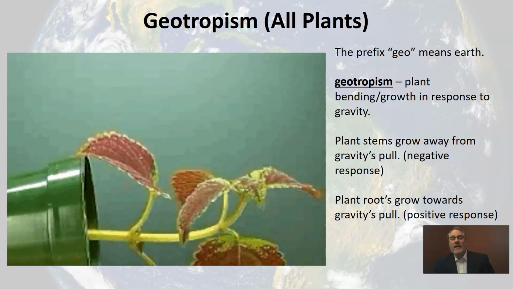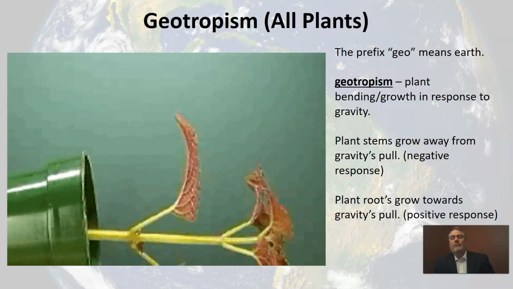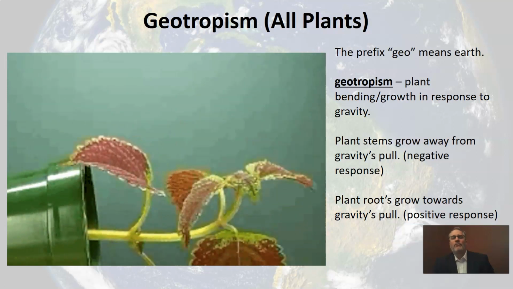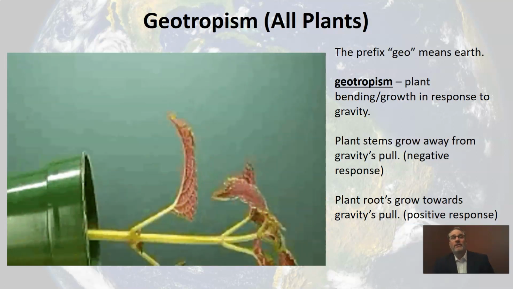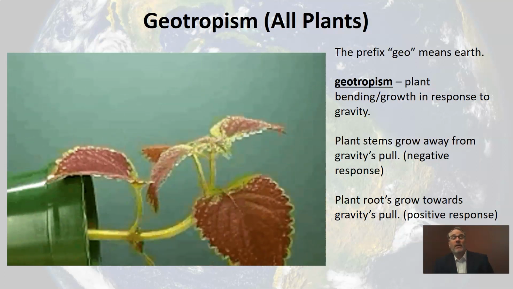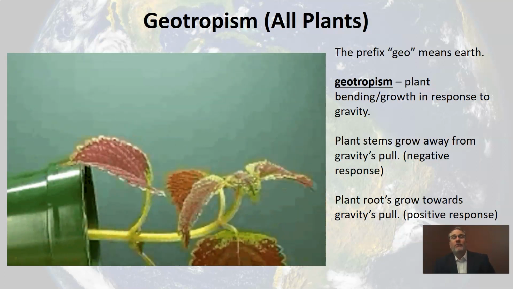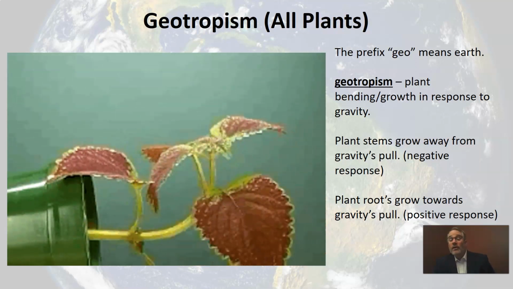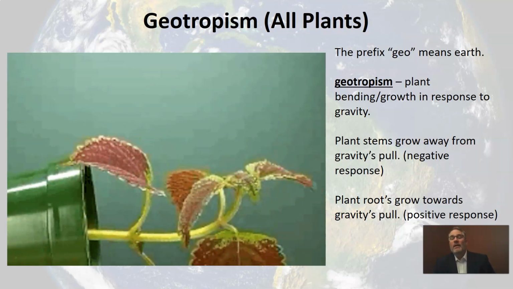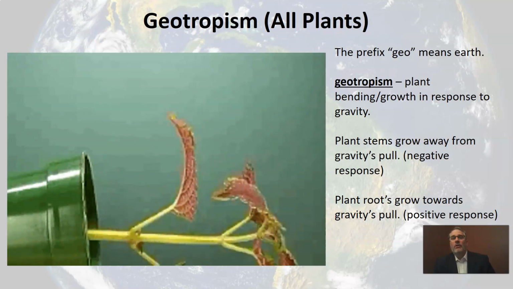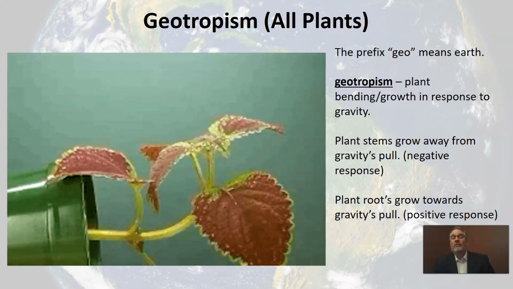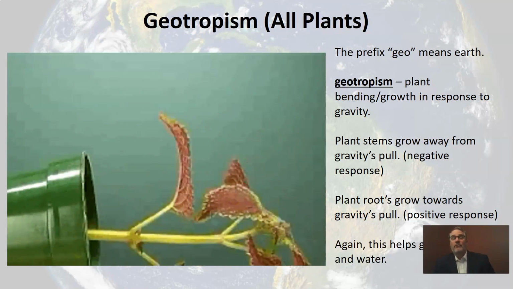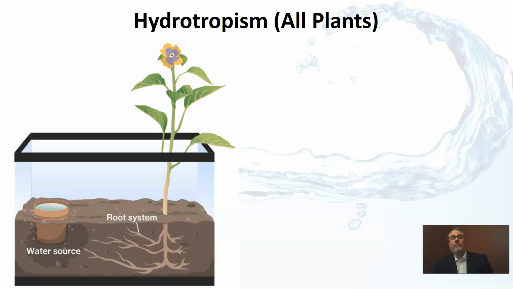Plant roots, which we can't see in this animation, actually have a positive response to gravity. Plant roots are always trying to grow downward. So plants have receptors that help them sense which way is down, and plant roots will grow toward the pull of gravity, and plant stems will grow away from the pull of gravity. Positive and negative responses, geotropism. So this is all about gathering those resources.